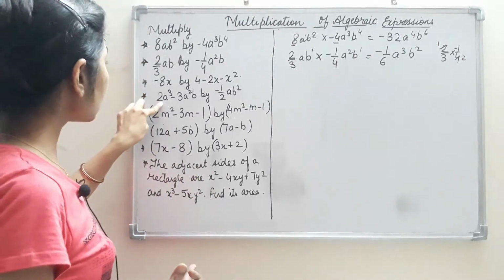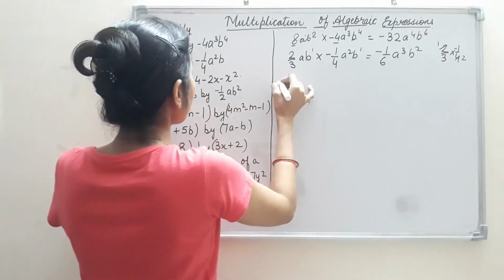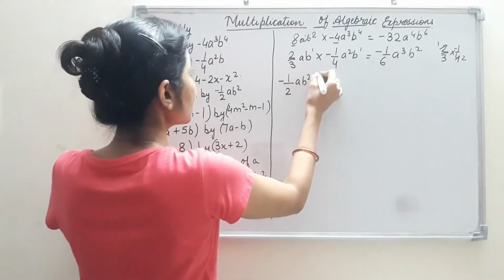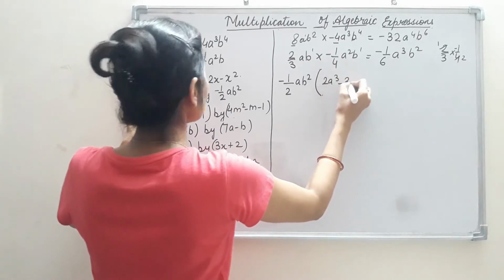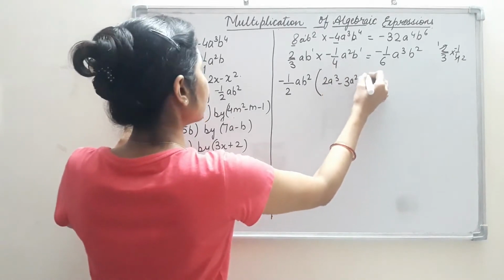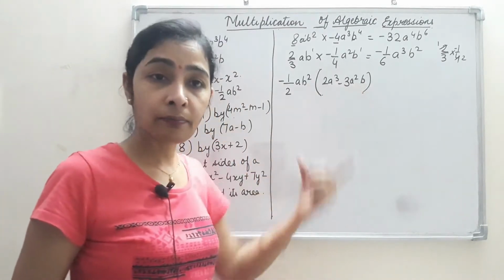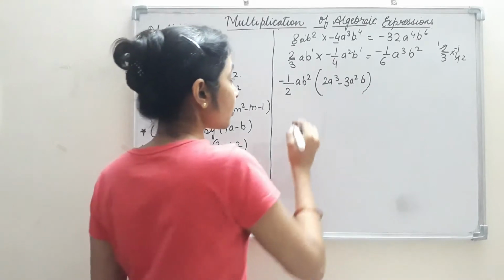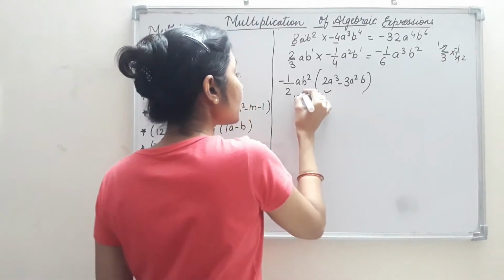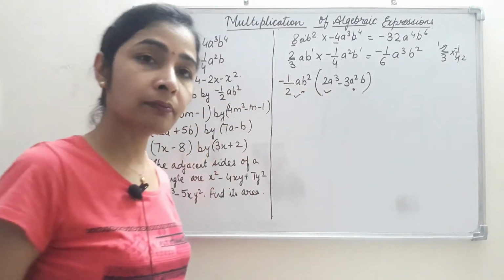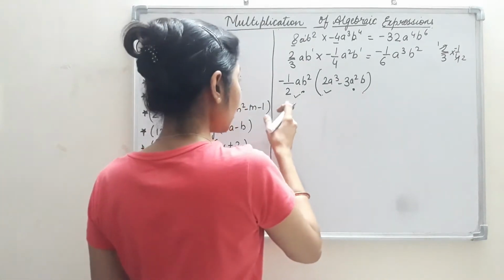Let us take the next one first. First we are taking half, because there we are having a binomial. So minus half ab square is to be multiplied by 2a cube minus 3a square b. Now here we are given a monomial to be multiplied by a binomial. Okay, now what we are supposed to do: first we will multiply this term to this term, then we will multiply this term to the second term of the binomial, and that will give us the answer. Okay, now let us see what we get as the answer.